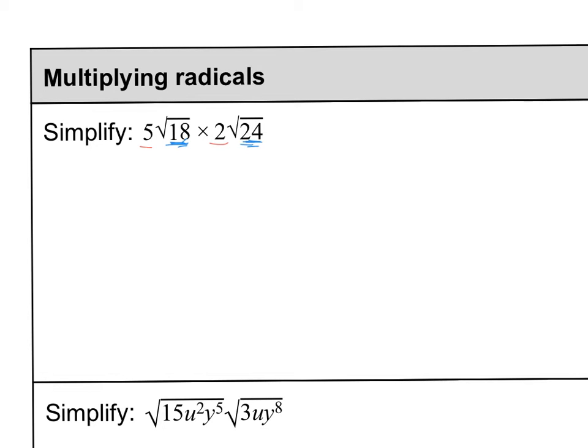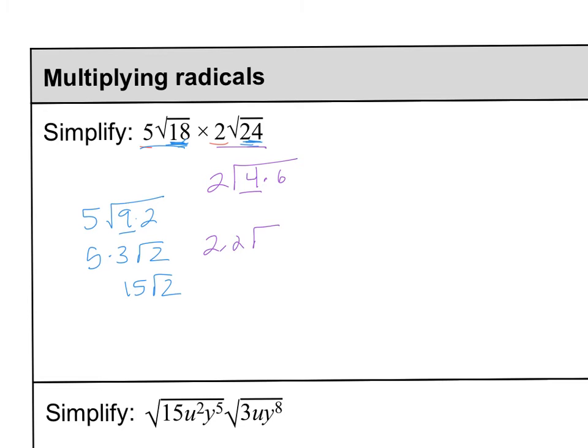So looking at this first part, if I have 5 root 18, 18 is 9 times 2, so that's the perfect square there. The square root of 9 is 3, so this becomes 5 times 3 root 2, or 15 root 2. And then this guy, 24, the biggest perfect square that goes into 24 is 4, so that's 4 times 6. Square root of 4 is 2, so that becomes 2 times 2 root 6, or 4 root 6.